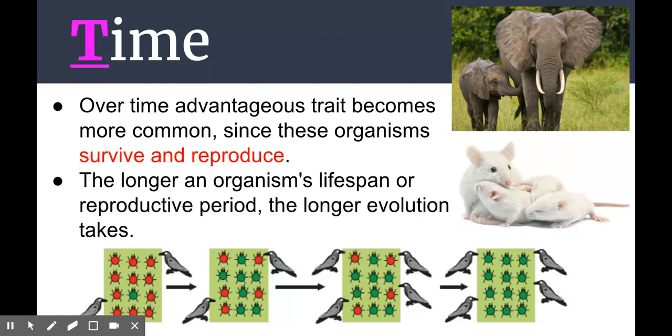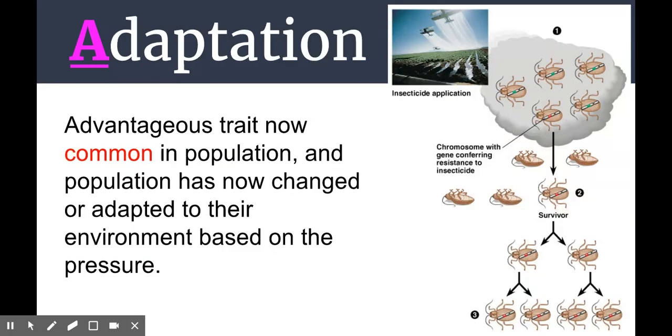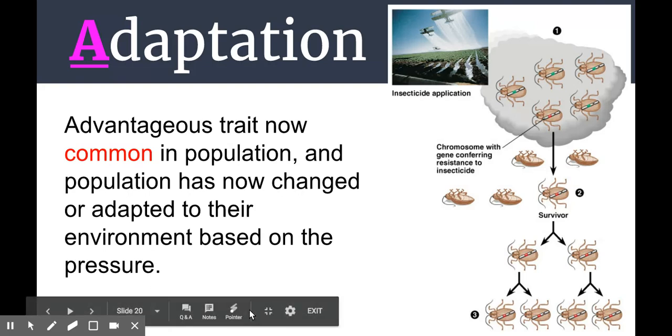So this is the last thing. This is where your advantageous trait is now common in the population. So you've seen that full change in your population. So the population is adapted to the environment based on whatever pressure was found.